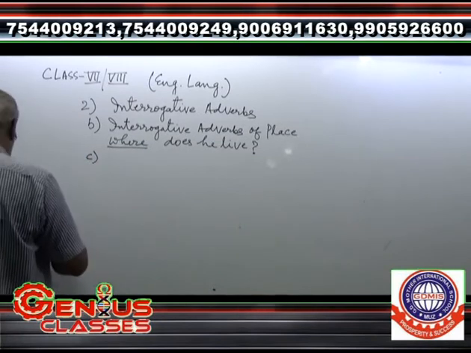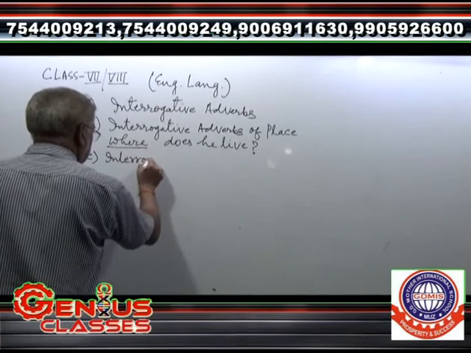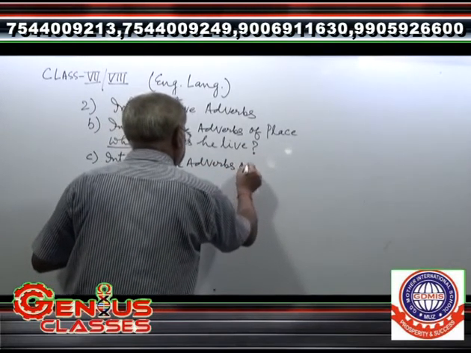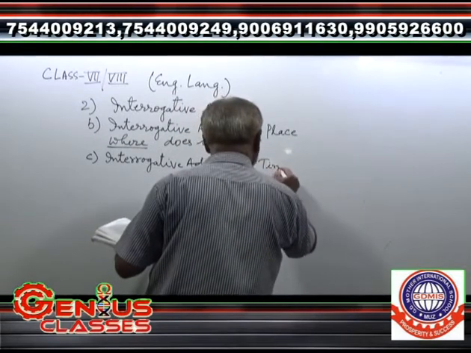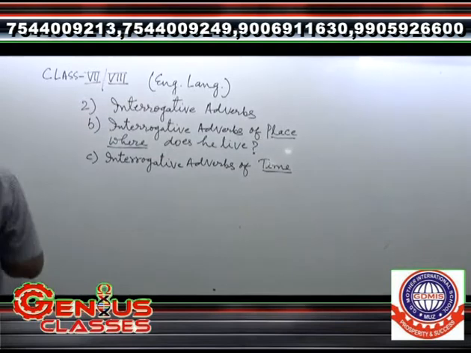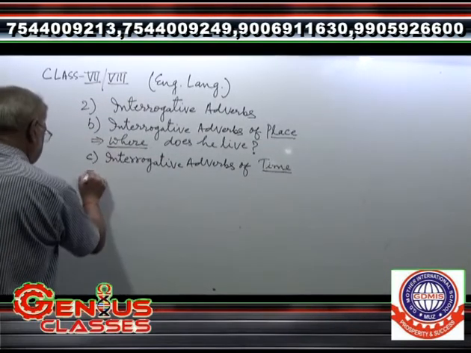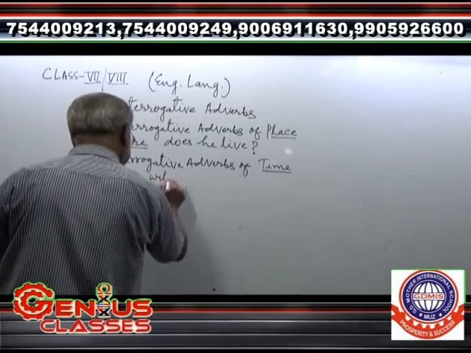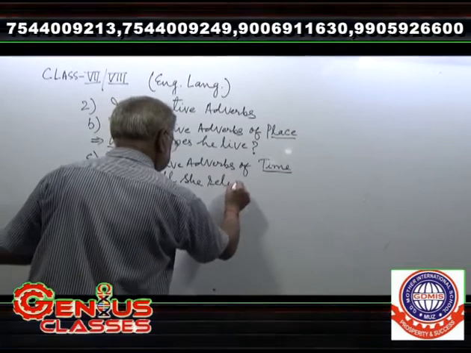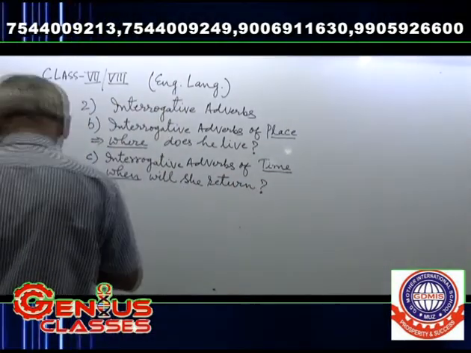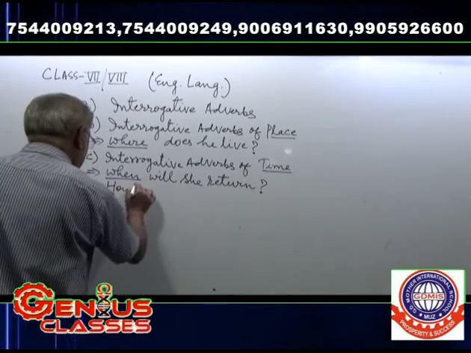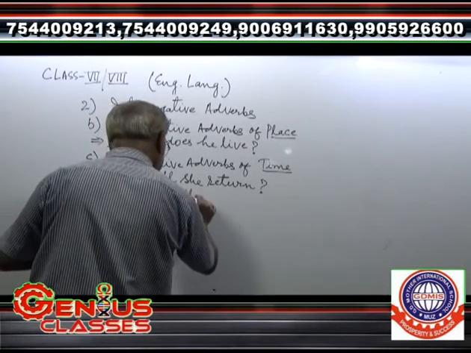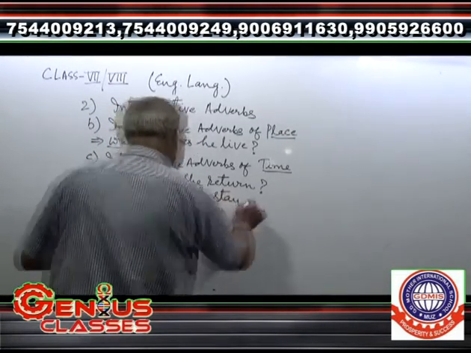Now number C, interrogative adverbs of time. Example, when will she return? One more, how long will he stay here?